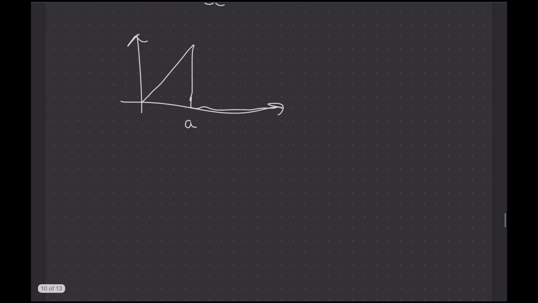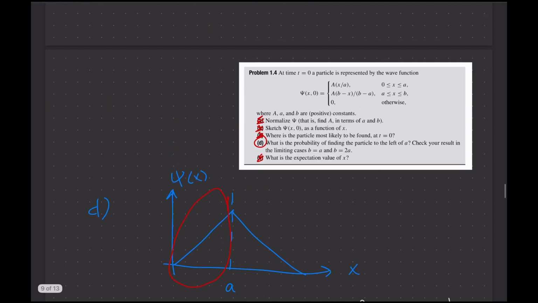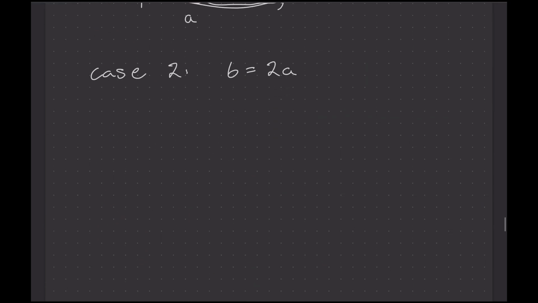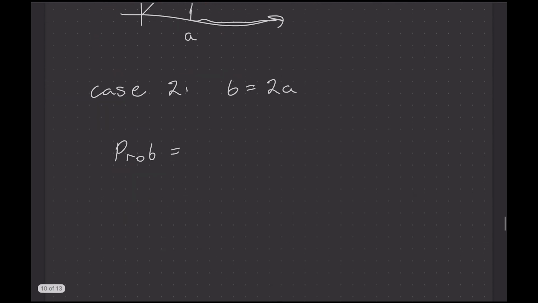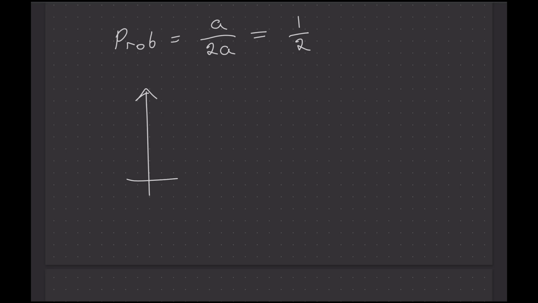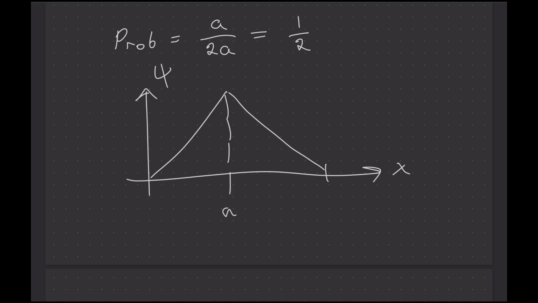Now let's check case 2. B is equal to 2A. So then the probability, which we found before, was A over B. But now B is equal to 2A. So these A's cancel, and we have 1 over 2. So what this is saying is, if the wave function looks like this, it goes up. Here we have A, and then it goes down. Here we used to have B, but now this is 2A.